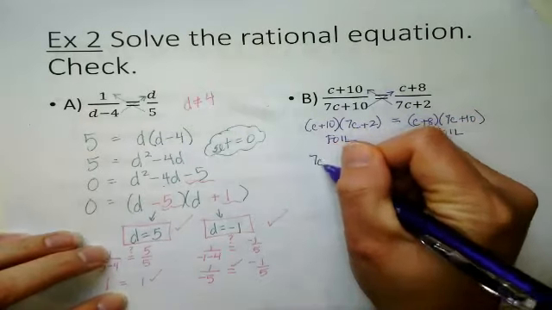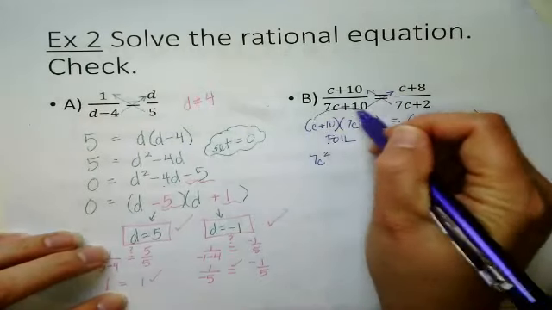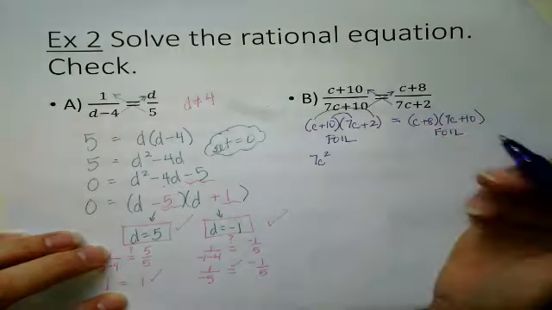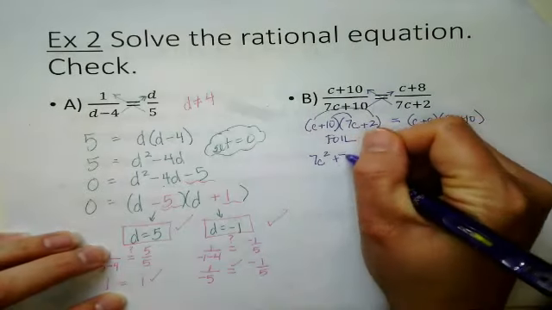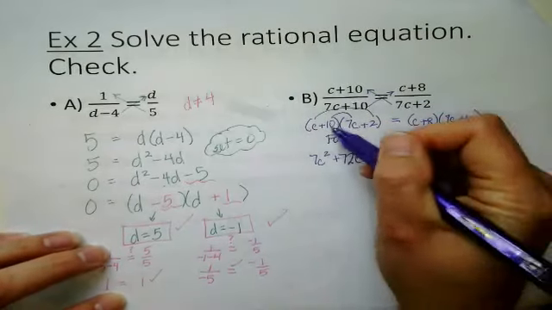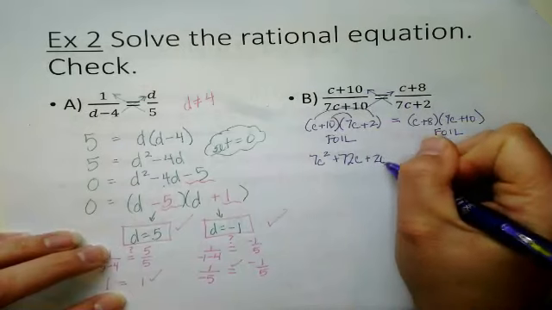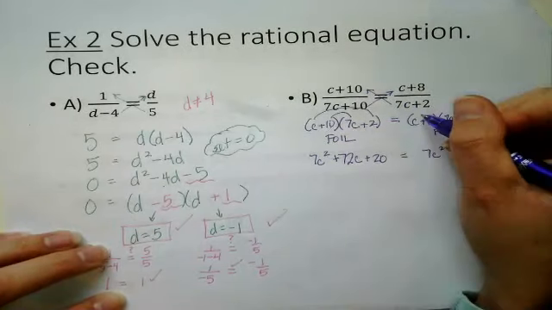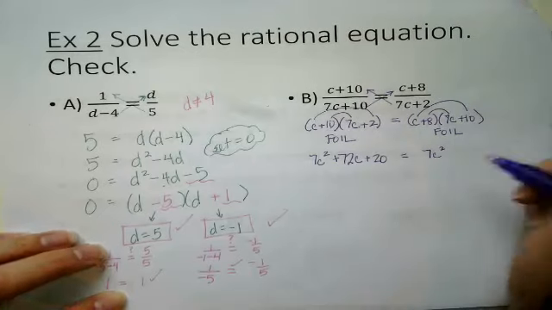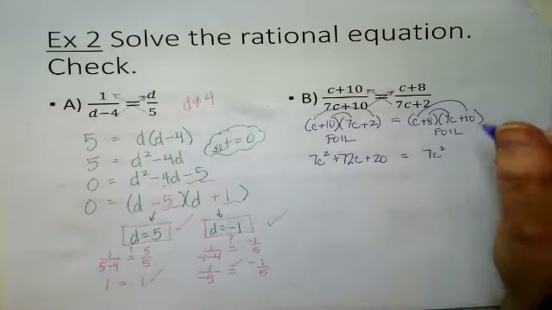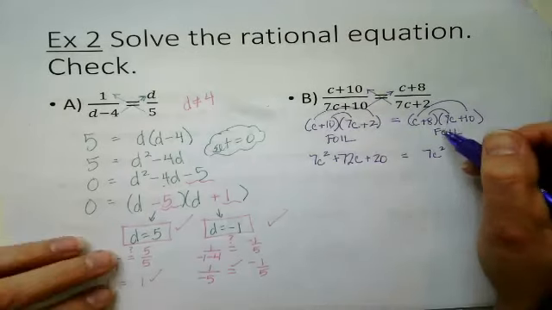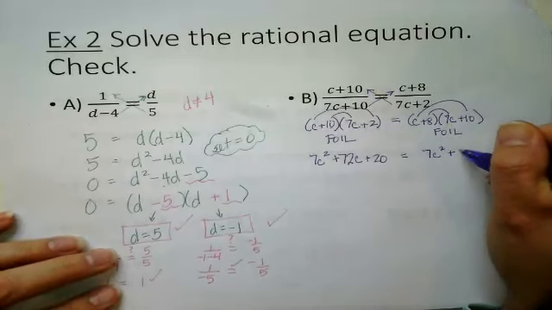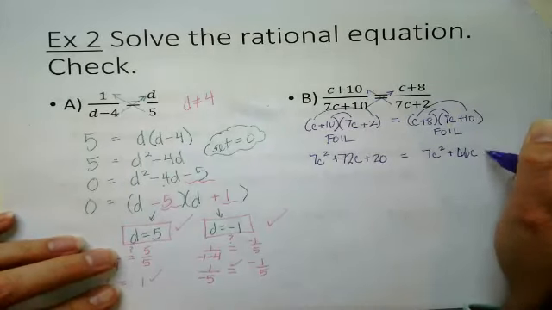So 7c squared. The outside is 2c and 70c. So that's going to be 72c. And then last times last is 20. Over here, I'm going to have 7c squared, the outside and the inside, 10c and 56c. So 56 and 10 is 66 c's. Hopefully that's right.